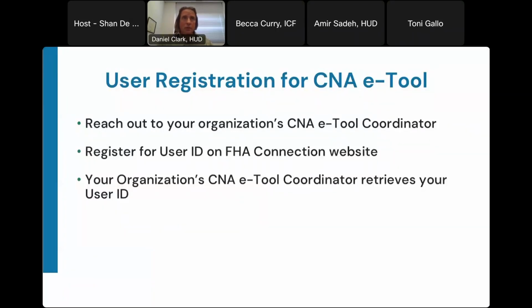Talk a little bit here about user registration for the CNA e-tool. In order to get access to the CNA e-tool, you'll need to go through a multi-step registration process. First, reach out to your organization's CNA e-tool coordinator to let them know you intend to register. Next, register for a user ID on the FHA Connection website. When your user ID is ready, your organization's CNA e-tool coordinator will retrieve your user ID and send it to you.